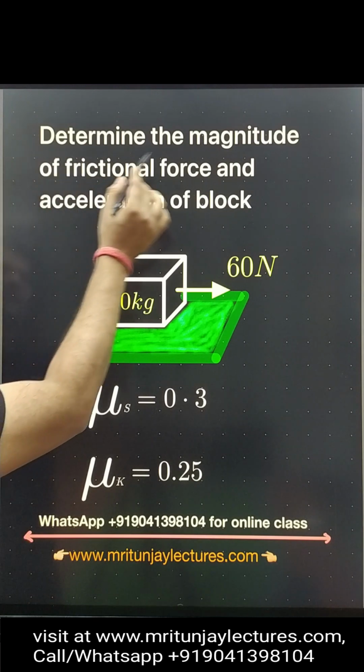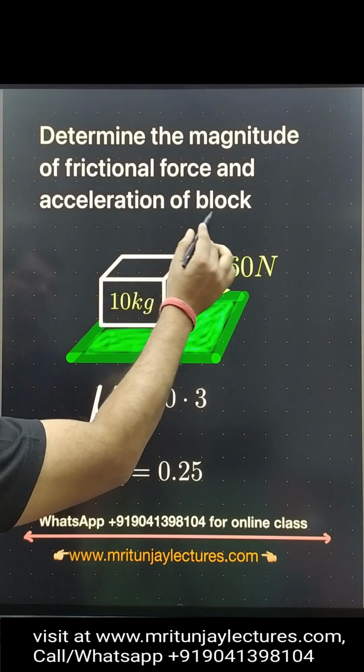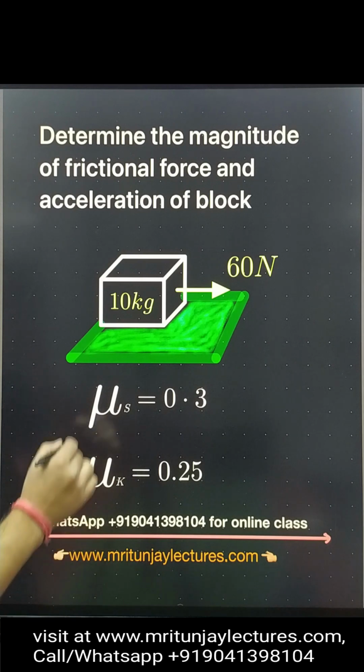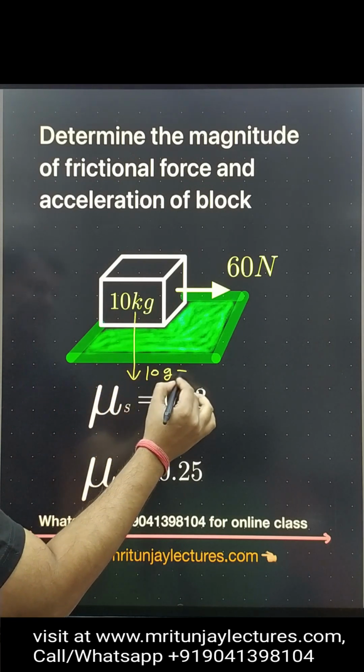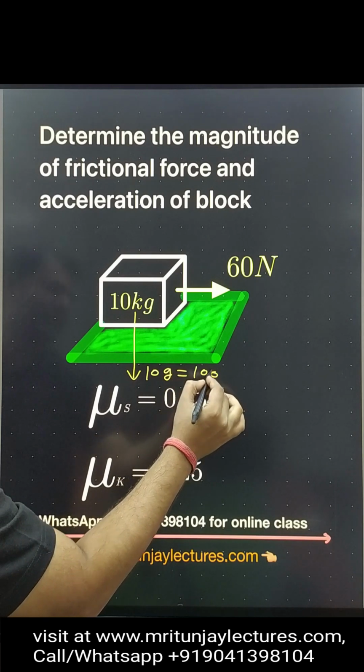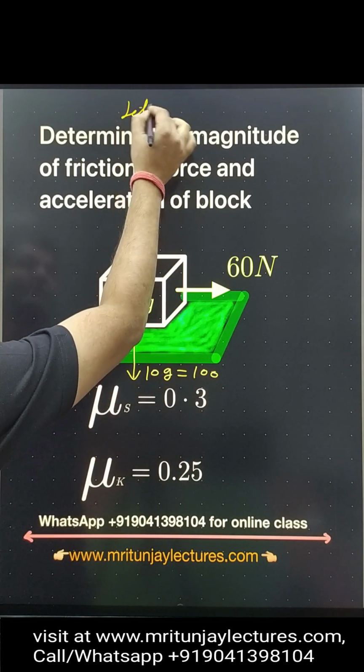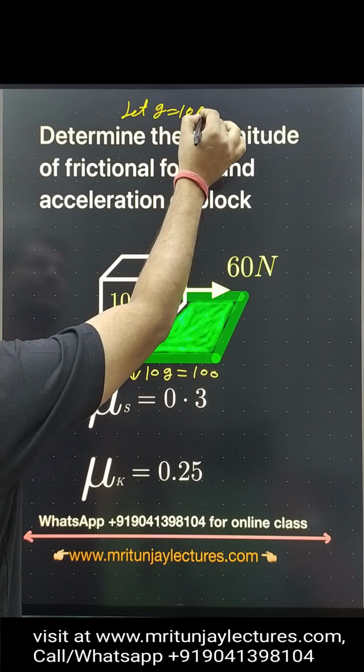Now, question of the day: determine the magnitude of frictional force and acceleration of the block. So first of all, make a free body diagram of that block. That is 10 into g. If g is 10, that is how much? 100. Let's consider g equal to 10 meter per second square.